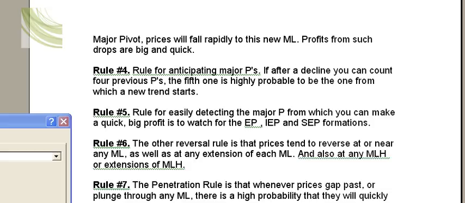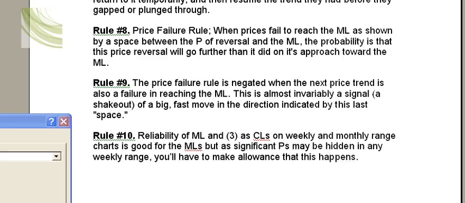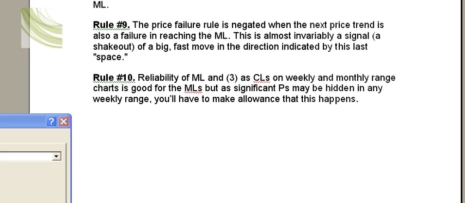If after a decline you can count 5 pivots, 4 previous pivots, the fifth one is probable to be one from which a new trend starts. The fifth or greater, I would say. And then there's several other rules. I'm not sure if I ever programmed much or any of those things in, or had anybody else do that.